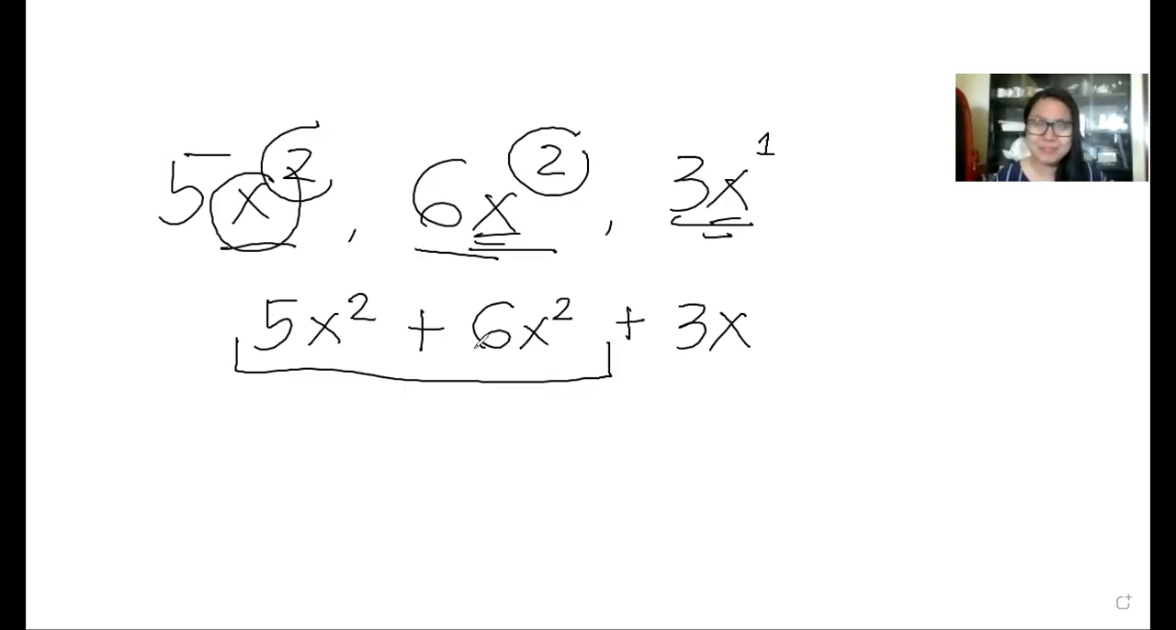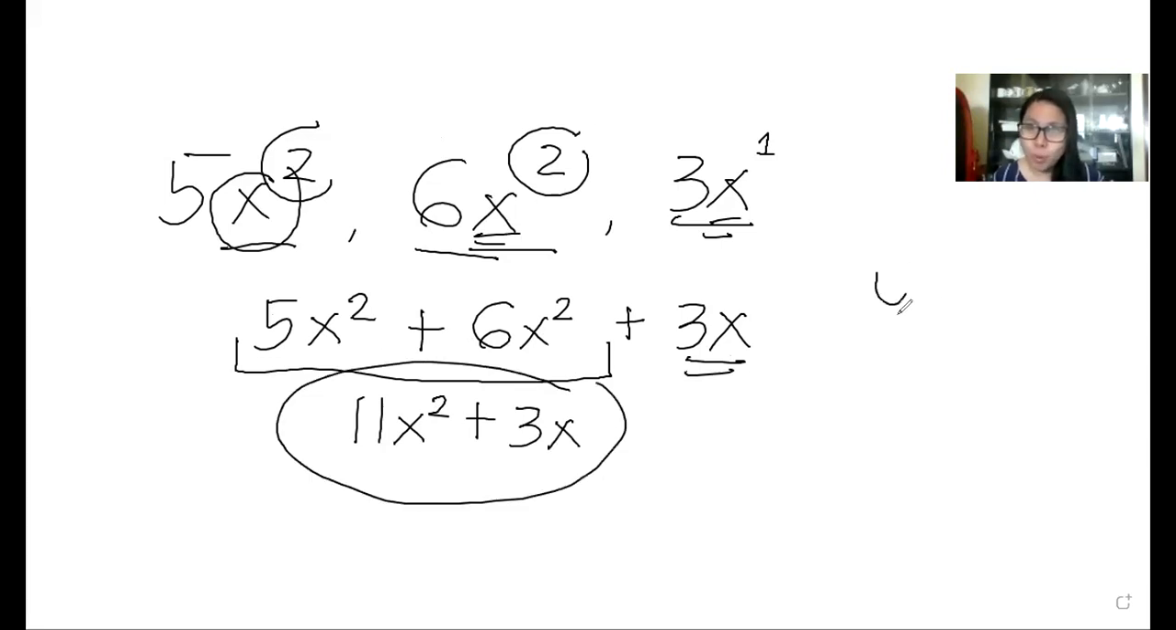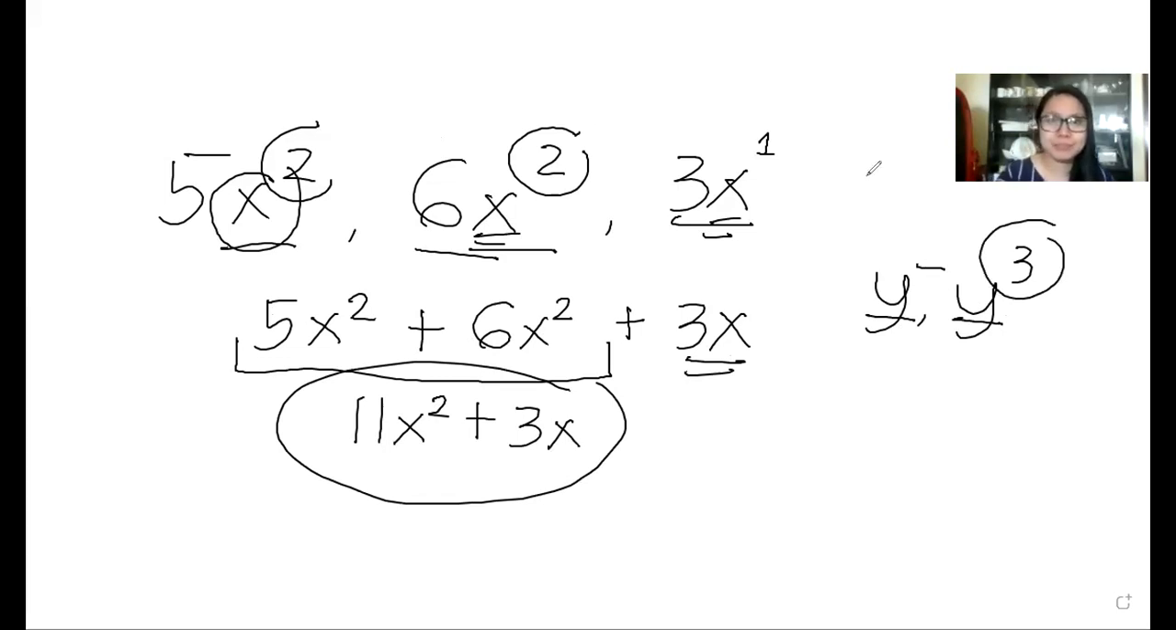How do we add them? We simply add the numerical coefficients. 5 plus 6 is 11. Then copy the literal coefficient, x squared, plus the other one, 3x. How about y and y cubed? Same variable, but different exponents, so we could not add them.